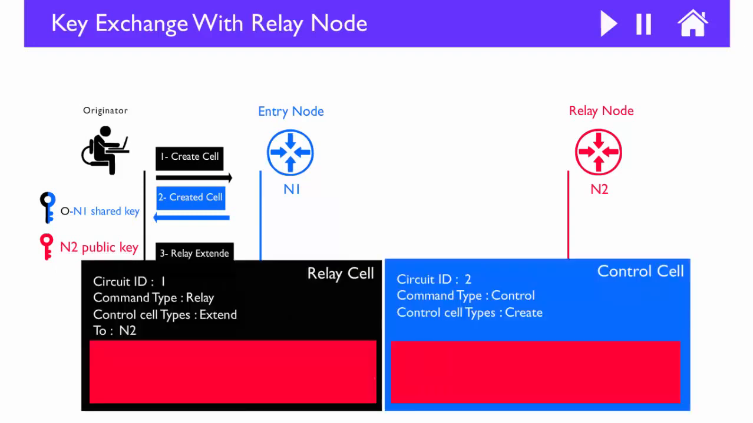The entry node copies the half key into a create cell, and passes it to the relay node to extend the circuit. The entry node chooses a new circuit ID, not currently used on the connection between the entry and the relay node. The originator never needs to know this ID.